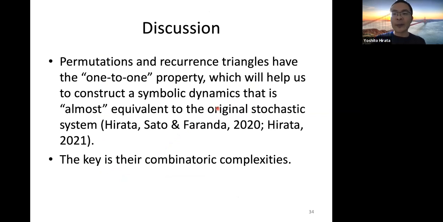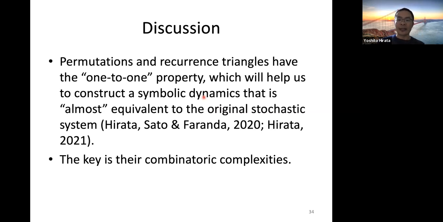Therefore, this is almost the end of my talk. Today I discussed that permutation and recurrence triangles can establish the one-to-one property, which is a basic property for establishing the theory for characterizing nonlinear stochastic systems. If the size of the motif becomes infinite, we can establish an almost one-to-one correspondence between each motif and a joint set of state and the input series. Therefore, you can eventually establish the symbolic dynamics, which is almost equivalent to the original stochastic system.